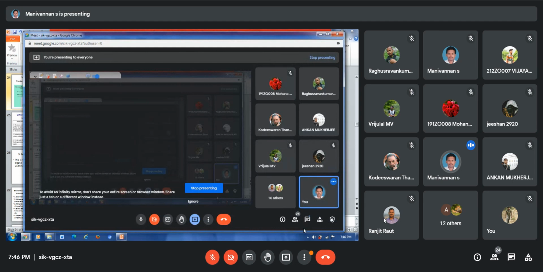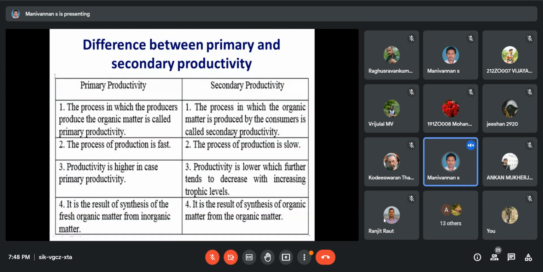Next, what is the difference between the primary productivity and the secondary productivity? I will explain one by one. The first point: the primary productivity is a process in which the producer produces organic matter. The producer producing organic matter is called the primary productivity. What is the secondary productivity? The process in which the organic matter is produced by the consumer is called the secondary productivity. Okay.